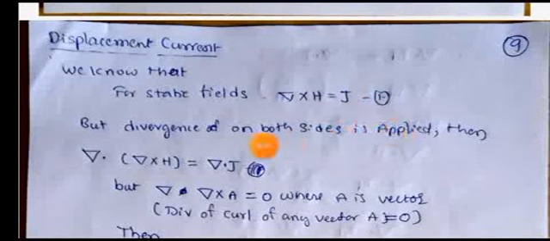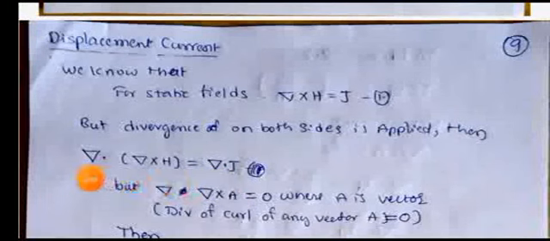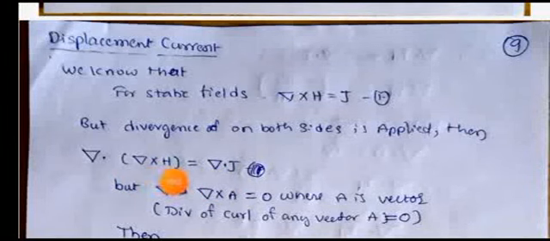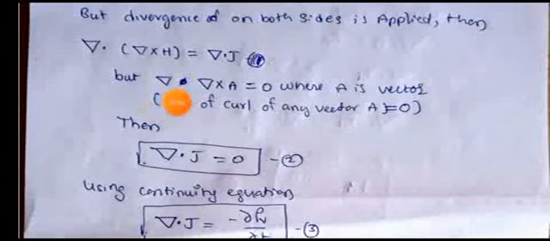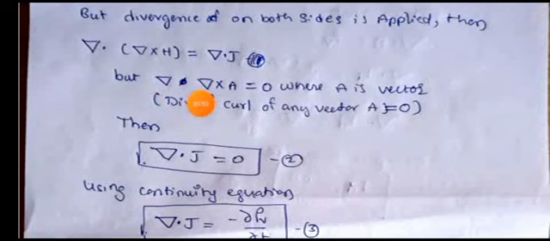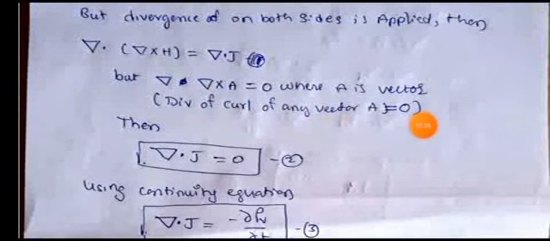So, for this first equation, apply divergence on both sides. Simply put del dot on the LHS and del dot on the RHS. So that is del dot del cross H equals del dot J. There is a vector identity: del dot of del cross A, where A is any vector, is 0. So del dot del cross H is equal to 0, so del dot J becomes 0, right?